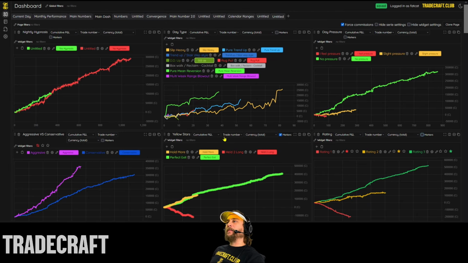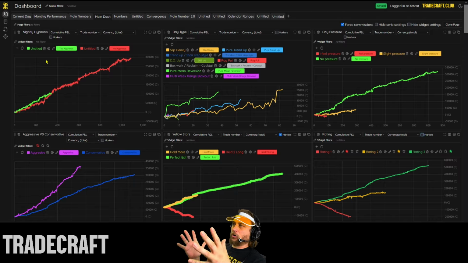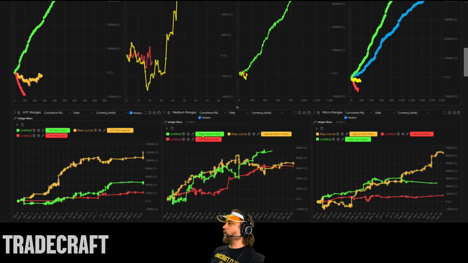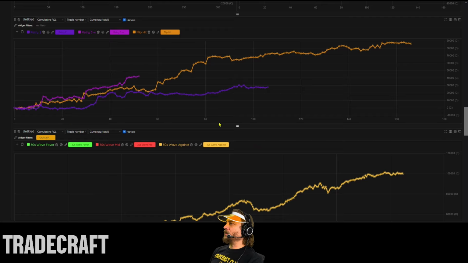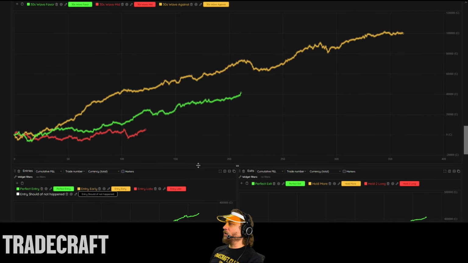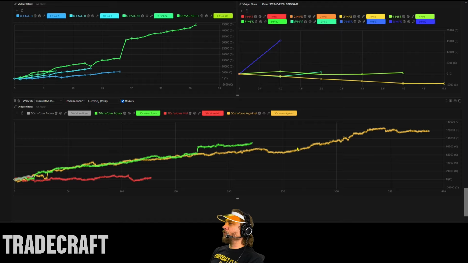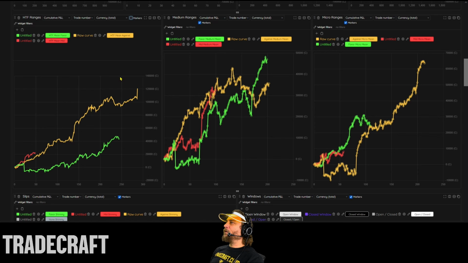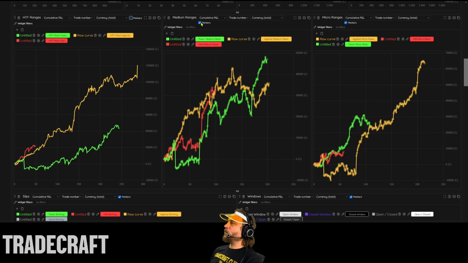So one thing I recommend you do is you take all of your groups, and then what you do is you plot them as equity curves. So you just make little families of equity curves like so, right? These are all the different groups, and these are the equity curves of each of the groups. Now, we'll start with our range trades here. So over here on the left, we have the higher time frame ranges, in the middle, medium ranges, and then over here, micro ranges.